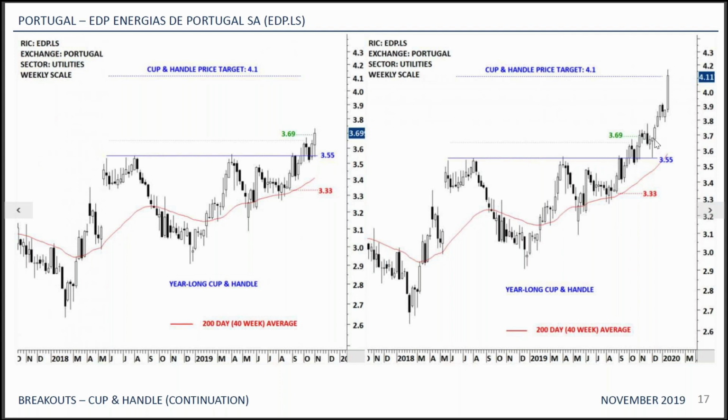So this stock continued higher, pulled back this time exactly to the chart pattern boundary, and continued higher to its price target. Cup with handle, we take the depth of the chart pattern, add it to the breakout point, and we get the price target.